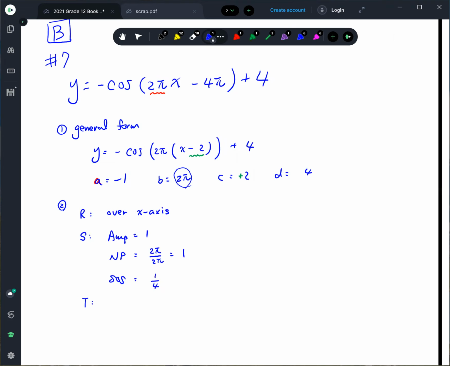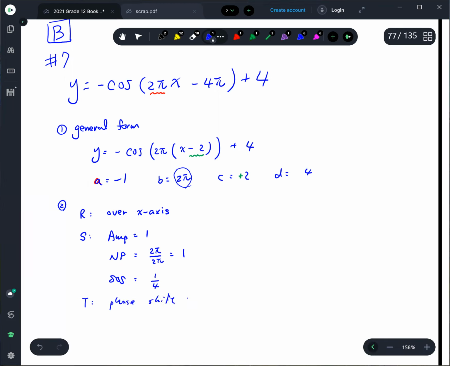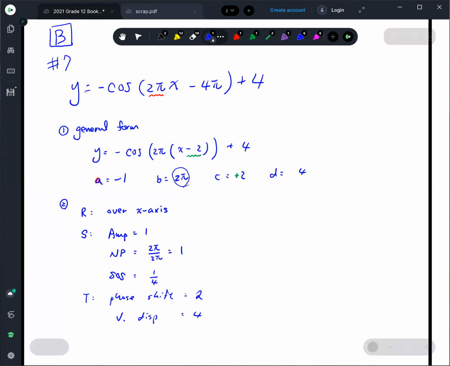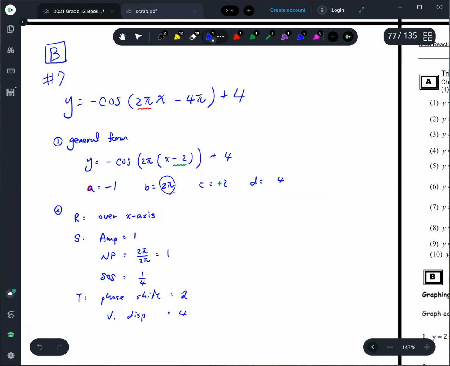All right, so Daniel, what's the T here? Phase shift by 2, and then vertical displacement by 4. Okay, by 4. Okay. So once you got the ABCD, right, RST should be really easy. Just follow the rule, okay? And what is step 3 now, Angela?